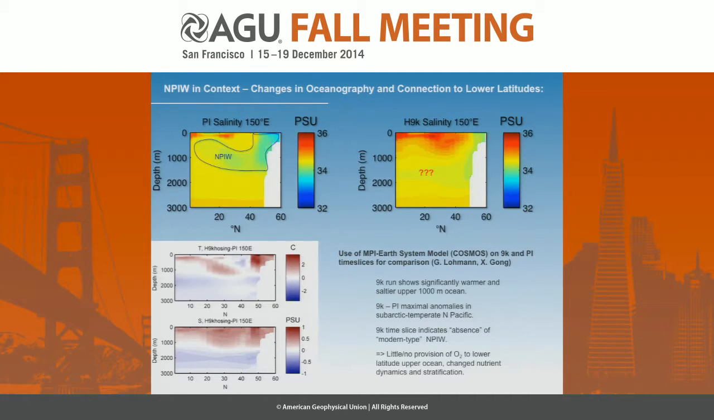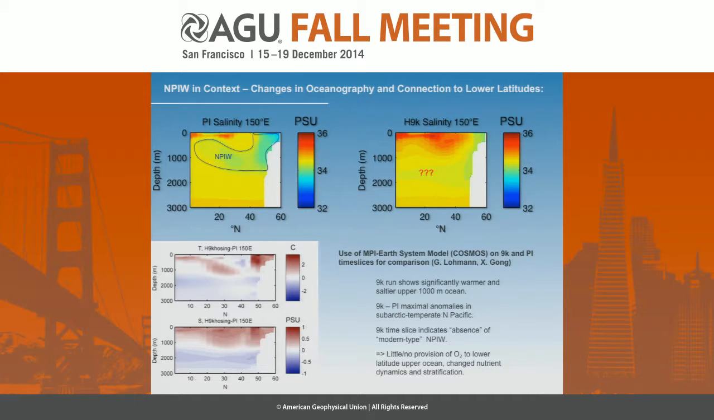So to see how this fits into the broader pattern, we compared our proxy data to output from a model, so time slice reconstructions from a model. We used the COSMOS MPI fully coupled Earth system model for that, from a pre-industrial and a 9 ka time slice for comparison. So you can see that in the pre-industrial, the low salinity value of the NPIW is relatively nicely recorded in the overall pattern.